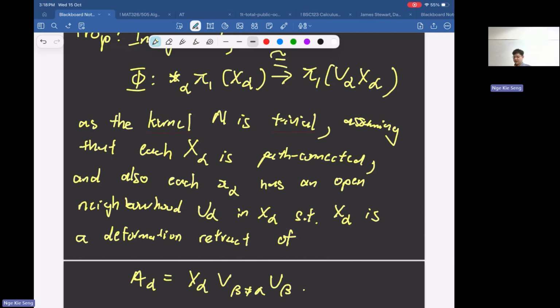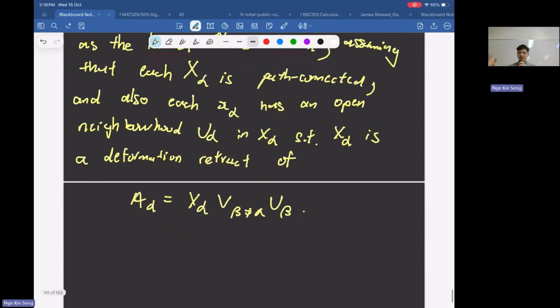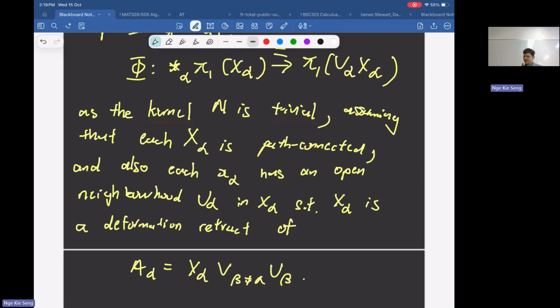Okay, in general, this could happen. So meaning if you deal with wedge sum, then you just take the free product. This is the moral of the story. No need to care about N. But like other properties, you need to be careful. Most of them are fine, but you need to make sure your X alpha is path connected, and the little x alpha has this kind of open neighborhood property.